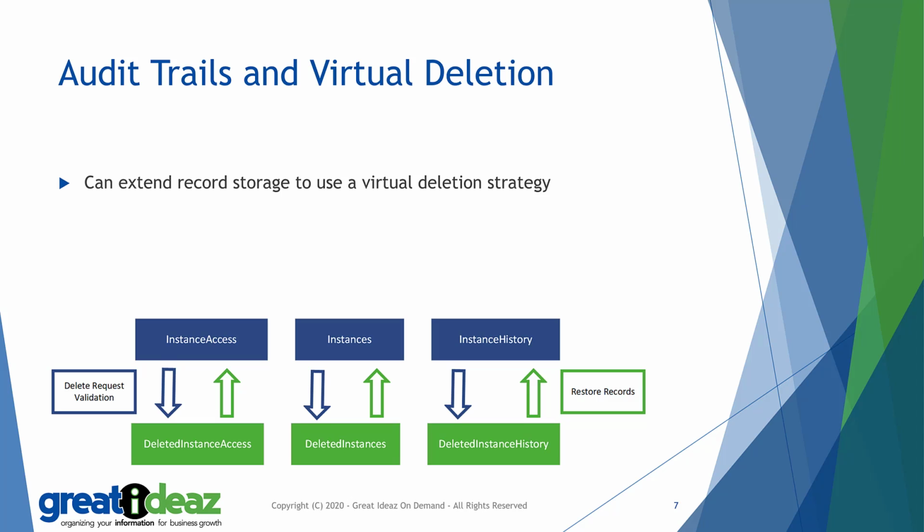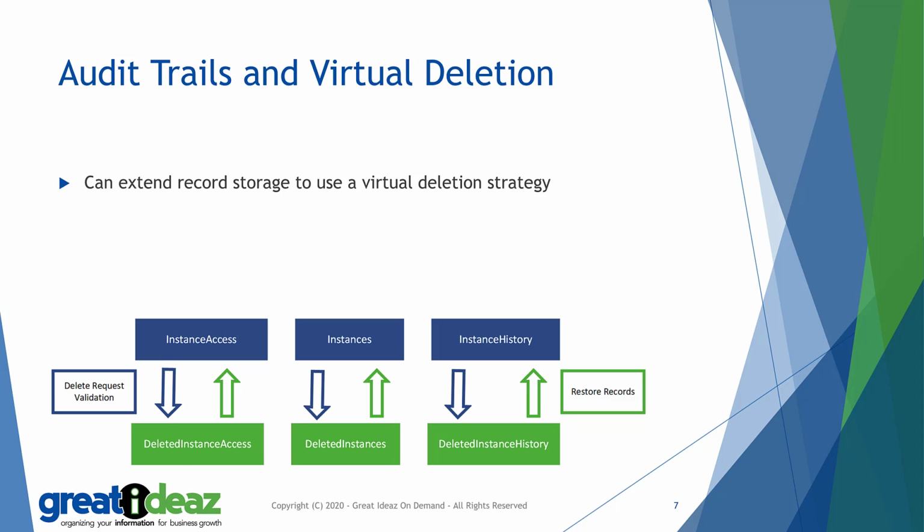So an active record we can move into the deleted by calling a delete request validation, and at any point in the future we can execute restore records to bring them back from the deleted tables into the active tables without losing any information. So we don't lose the history and we don't lose the access rights. And this works across the entire hierarchy of the record being removed.